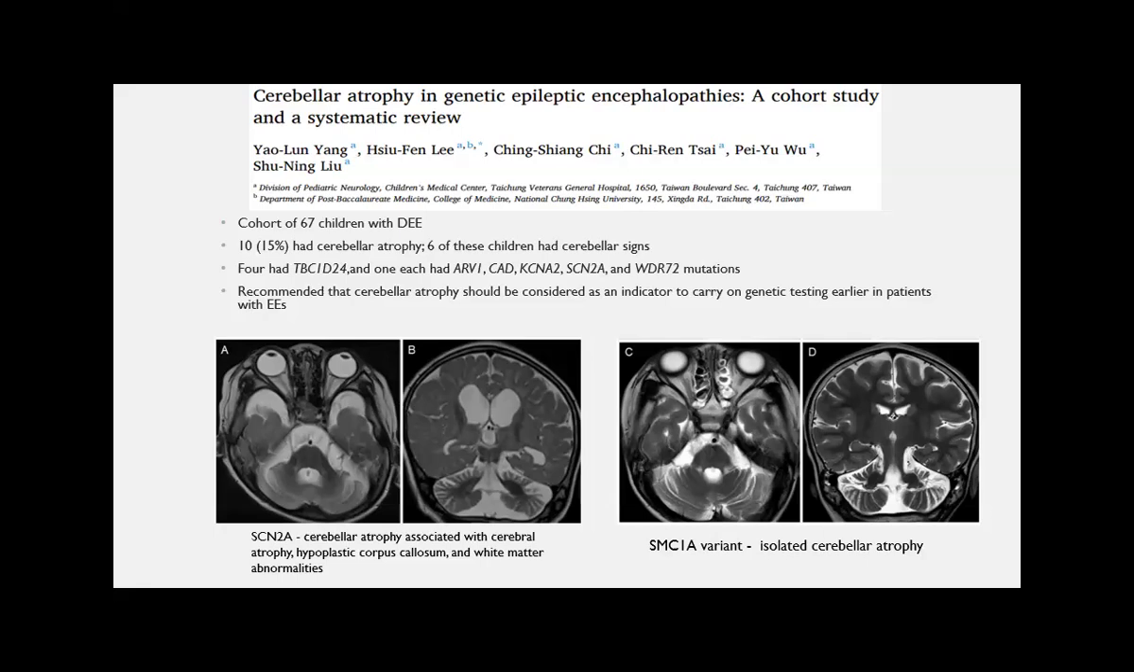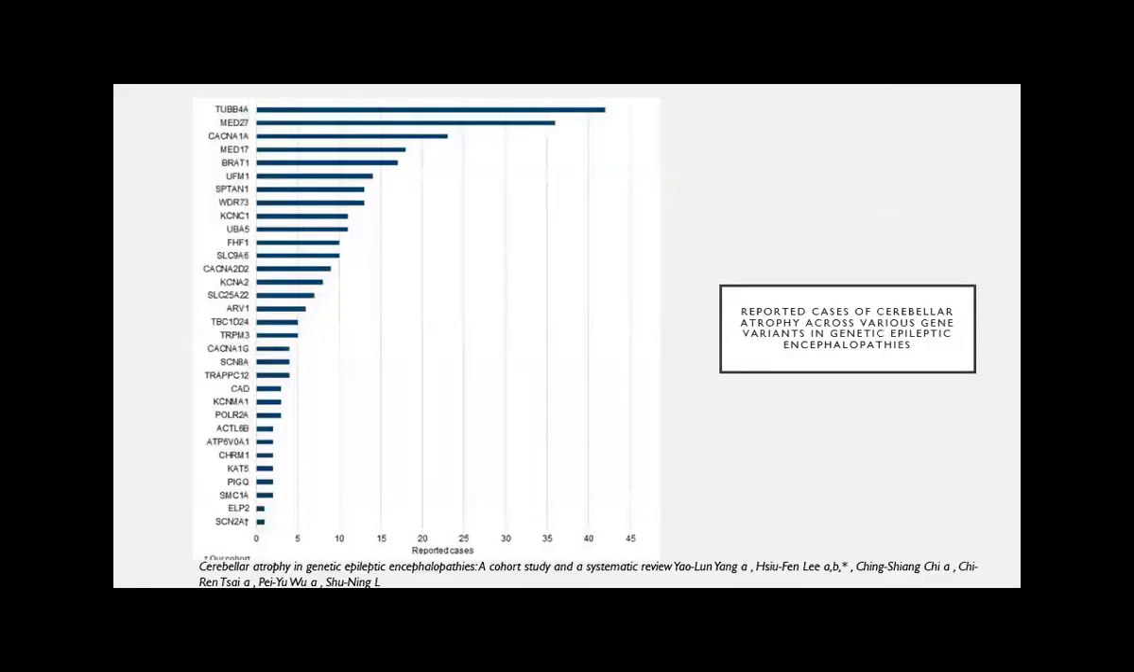They recommended that cerebellar atrophy should be considered as an indicator to carry out genetic testing earlier in patients with epileptic encephalopathy. In their cohort, a patient with SCN2A was found to have cerebellar atrophy along with cerebral atrophy with hypoplastic corpus callosum and white matter abnormalities. And the one with SMC1A mutation had isolated cerebellar atrophy.